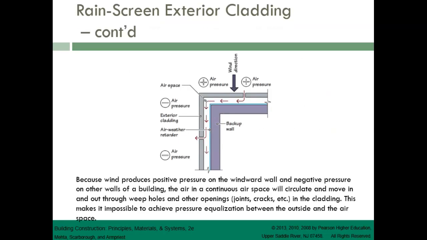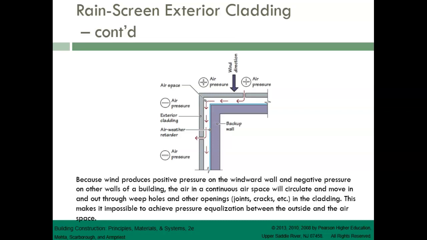Because wind produces positive pressure on the windward wall and negative pressure on the other walls of a building, the air in a continuous airspace will circulate and move in and out through weep holes and other openings, joints, cracks, etc. in the cladding. This makes it impossible to achieve pressure equalization between the outside and the airspace. In order to reduce the suction of water in a drainage wall, the pressure between the airspace and the outside should be equalized as much as possible.